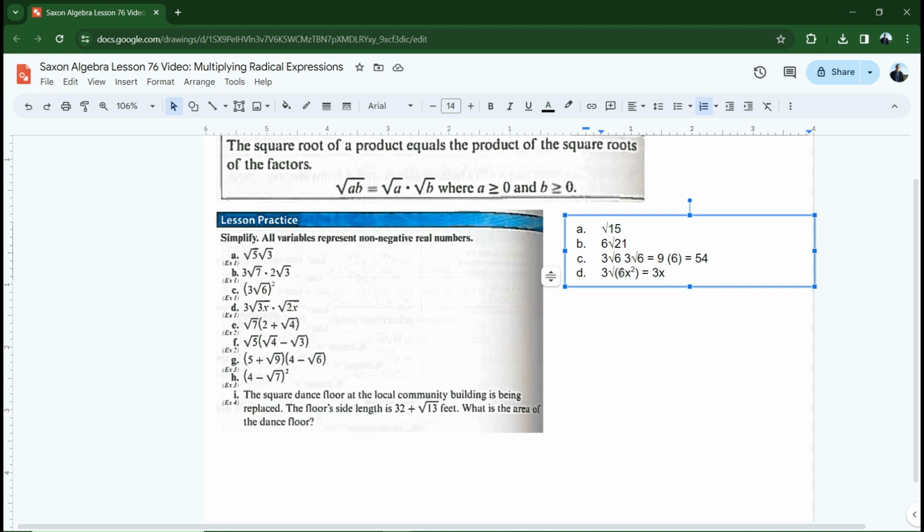What about the square root of 6? Does that evaluate to anything simpler? There's no perfect square factors in 6. I can't multiply 4 by something to get 6. So that's going to be it: 3 times x times the square root of 6.